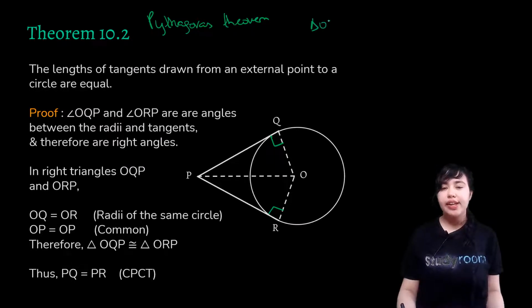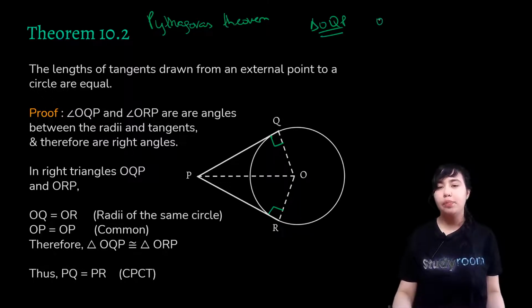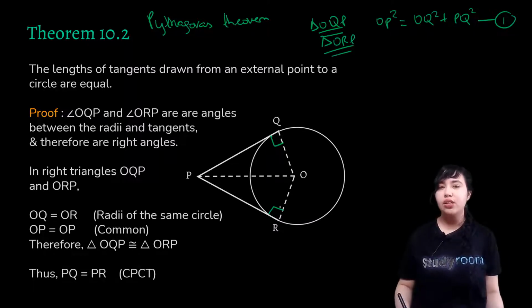So consider triangle OQP. Here what is the hypotenuse? OP. So OP square is equal to OQ square plus PQ square. You can make this equation number 1. And consider triangle ORP. It is also a right angle triangle. You can see this angle is 90 degrees. So what is the hypotenuse? It's OP again. So we write OP square is equal to OR square plus PR square. This is equation number 2.